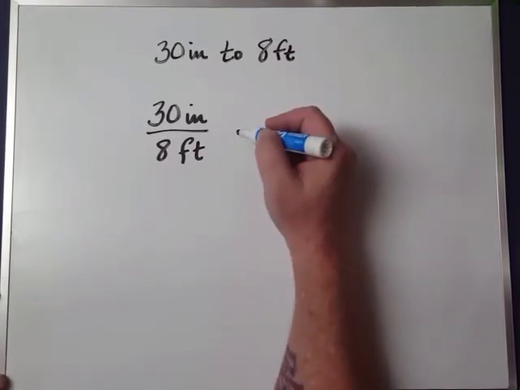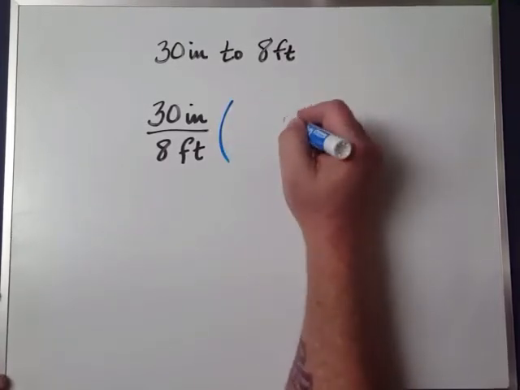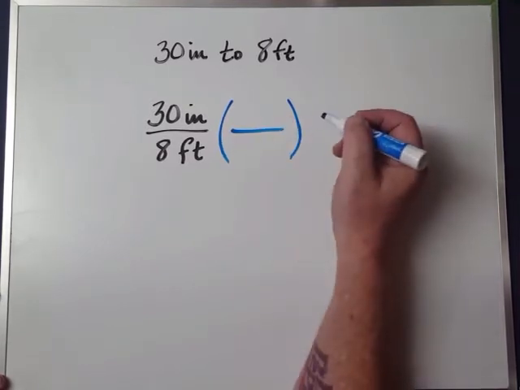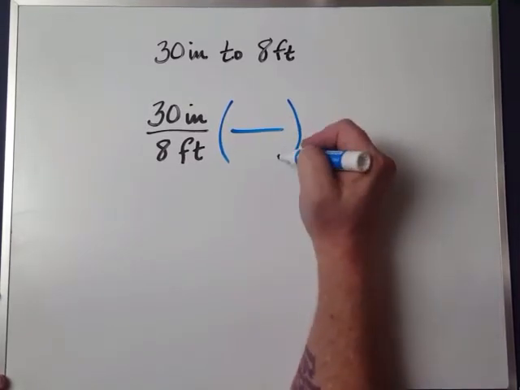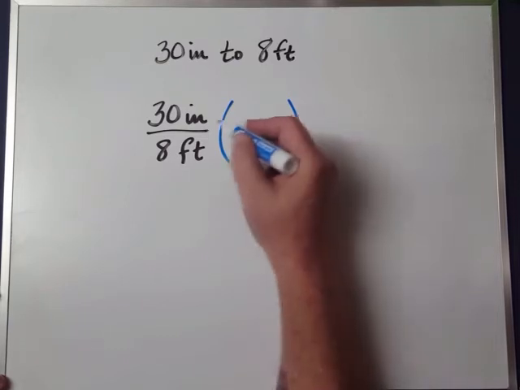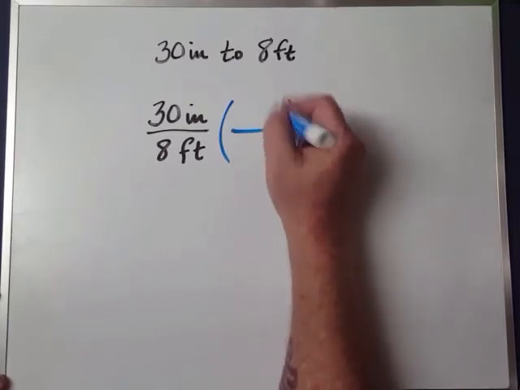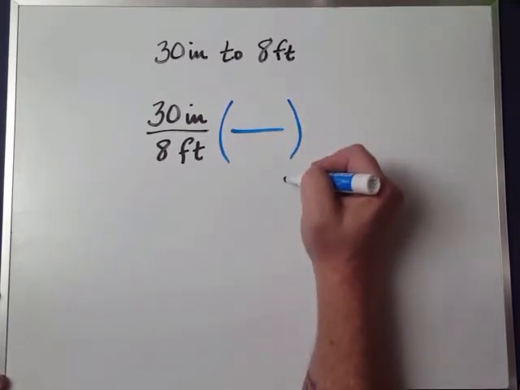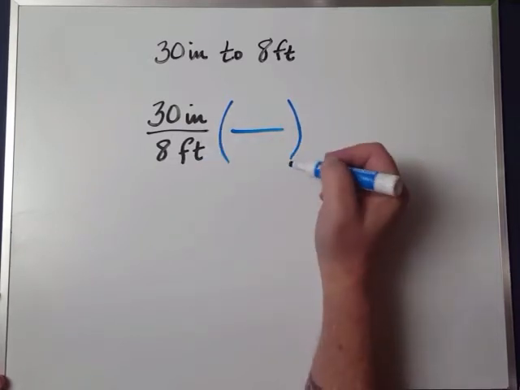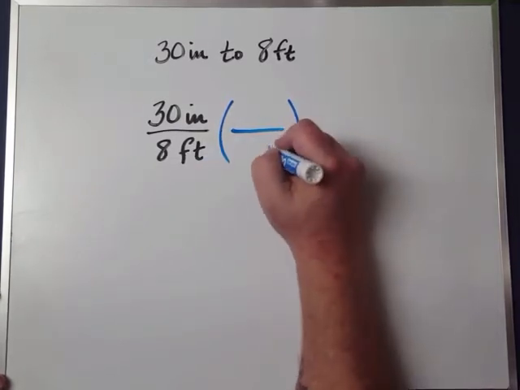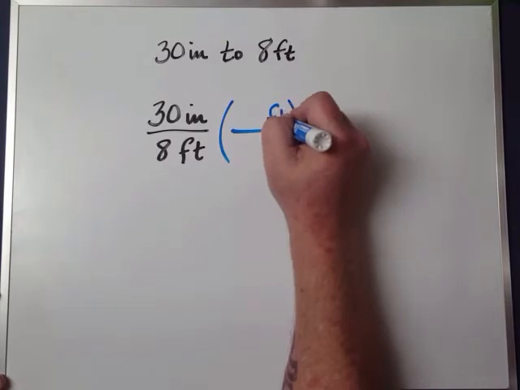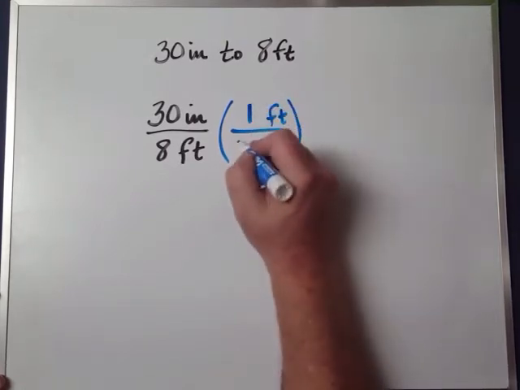There's nothing wrong with what we just did, but I can multiply this ratio by a unit conversion factor. Factor means we're multiplying. Unit means it will be equal to 1. Conversion means we're changing the units. I can put inches on the bottom and feet on the top, knowing that 1 foot is 12 inches.